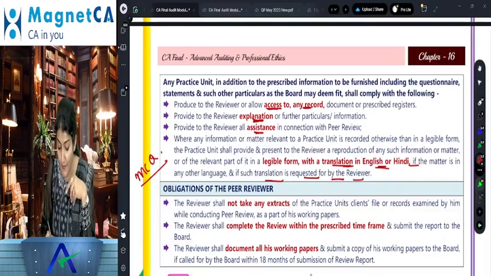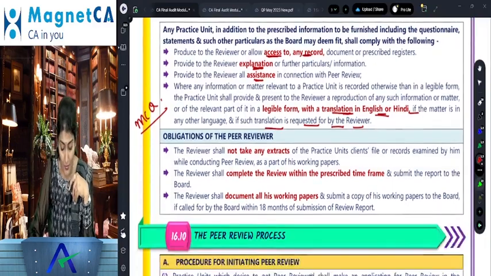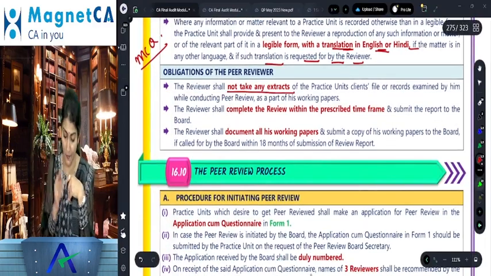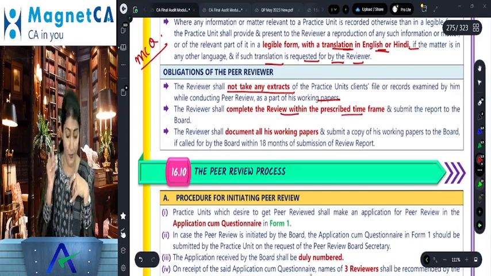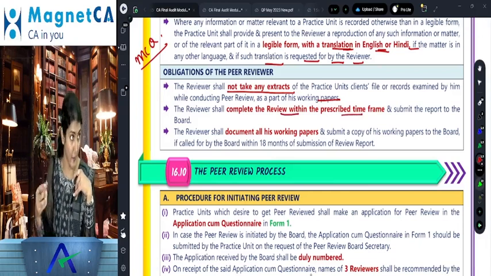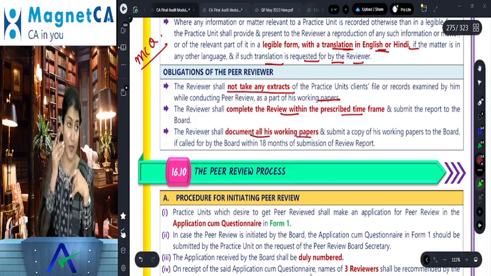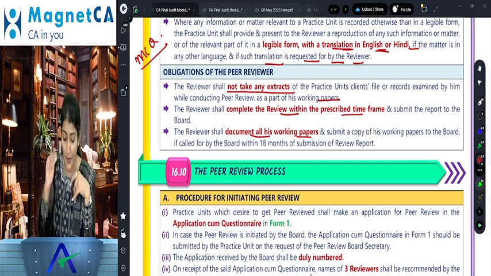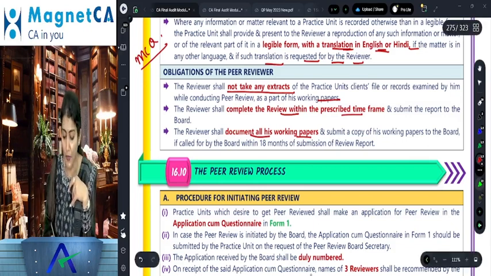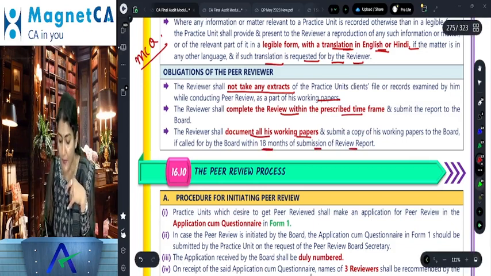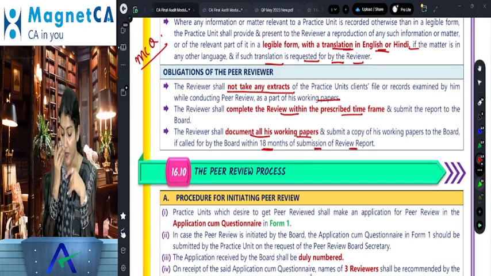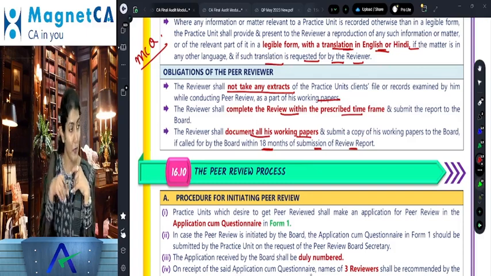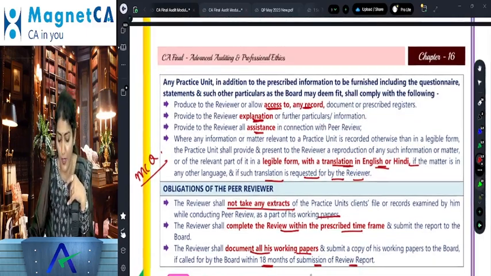Okay. And then what are the obligations of the reviewer? The reviewer, you should not take any extracts of the working paper. You have to complete the review within the time frame. What is the prescribed time frame? 20 days. We'll see that. Right, what is the time frame? And second, he has to document all his working papers regarding how he's done the peer review and also send it to the peer review board if called for within 18 months of the submission of the review report. So you don't always need to submit it to the peer review board, but if it is called for, then within 18 months they have to submit it to the peer review board.